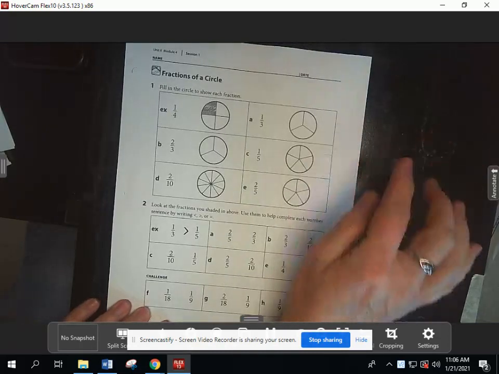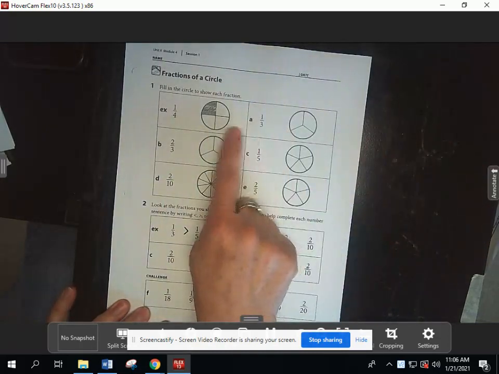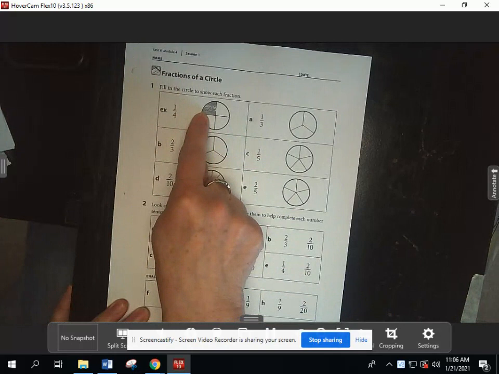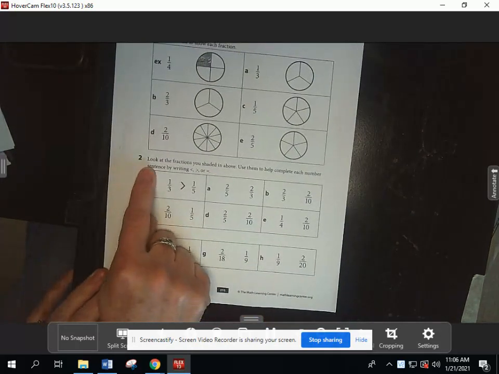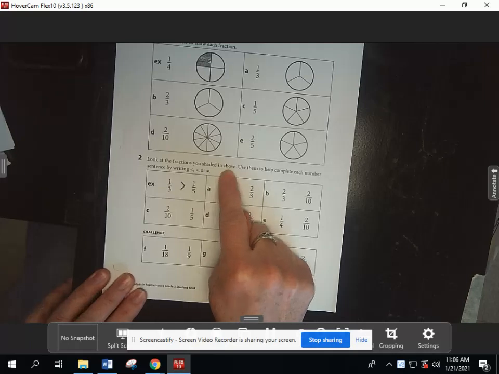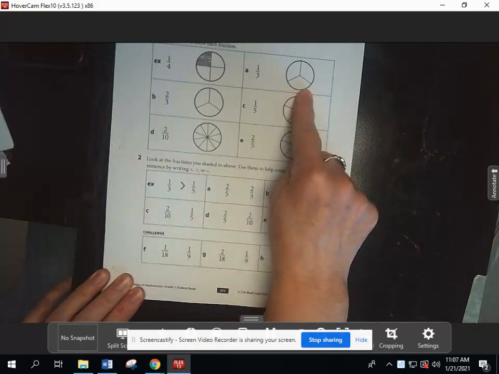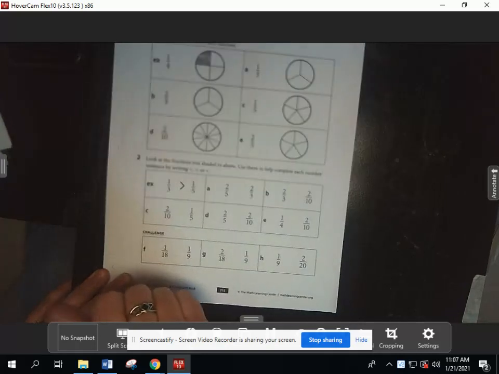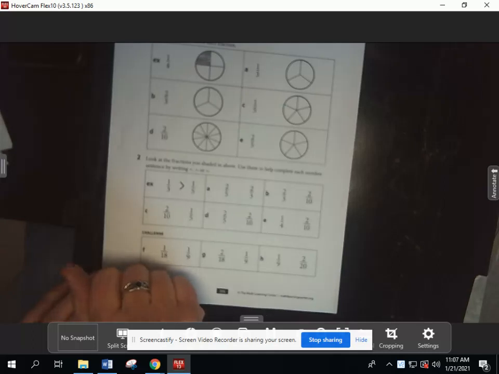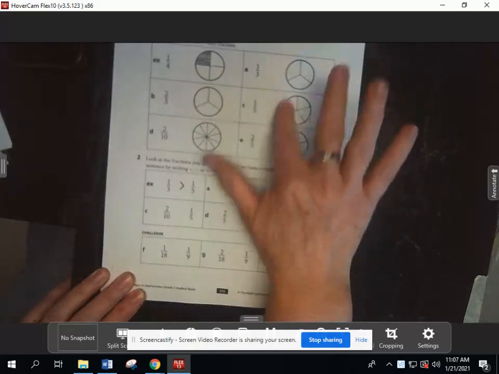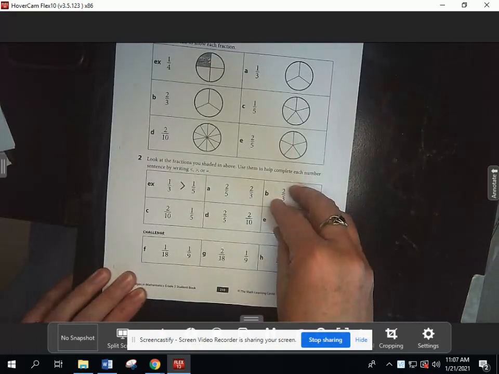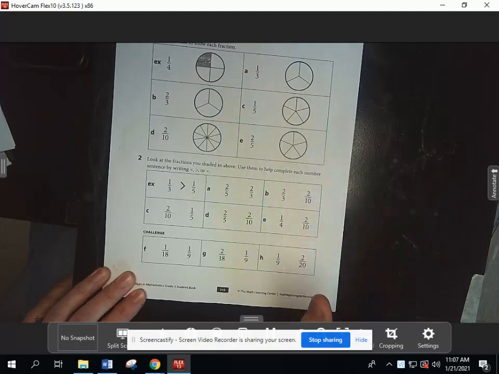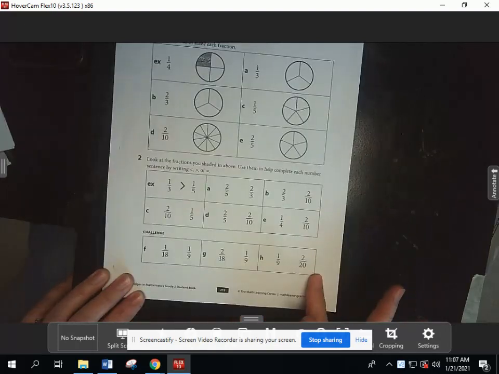So for the next 5, you need to shade in what the fraction tells you. It's an example. Then looking at number 2, it says look at the fractions you shaded above. Notice these. Then you are going to complete each number sentence by adding a less than, greater than, or equal sign. I do take into consideration that if you color these wrong and you use these to figure out these, you may get a 0.5 point. And then I do expect you to do the challenge because you're now in 4th grade.